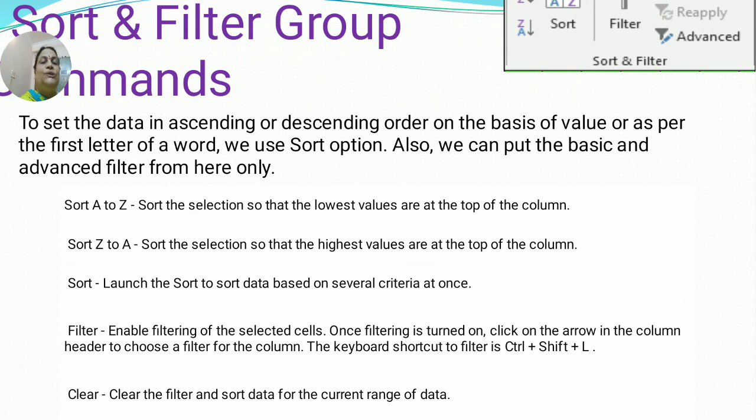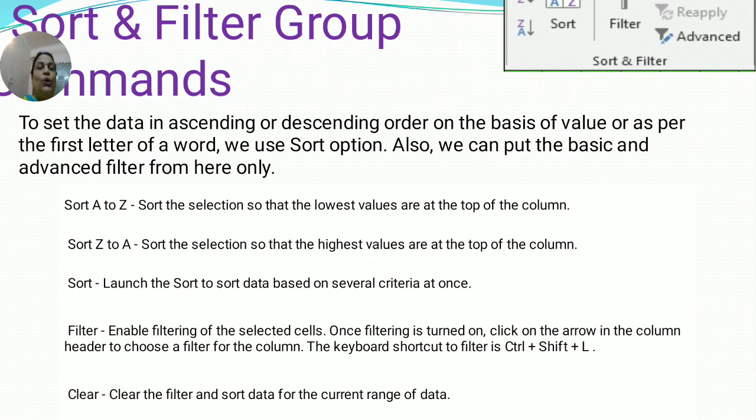Sort Z to A command. What is the meaning of this Sort Z to A command? What is the function of this Sort Z to A command? It sorts the selection so that the highest values are at the top of the column. Means you can see that Z comes first and A comes at the last. That is a reverse, Z to A. Or 10, 9, 8, 7, reverse order.